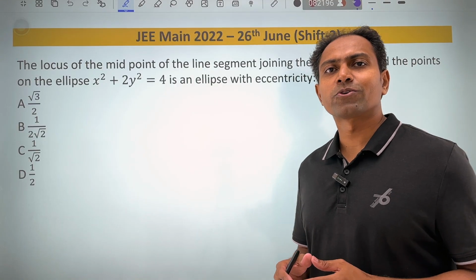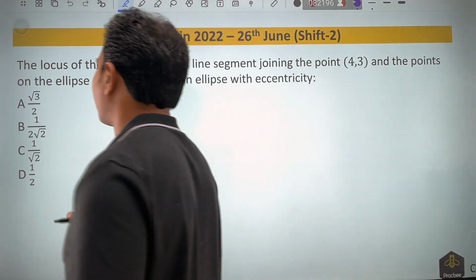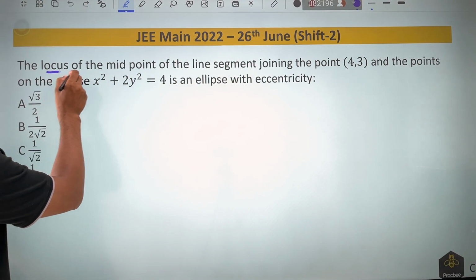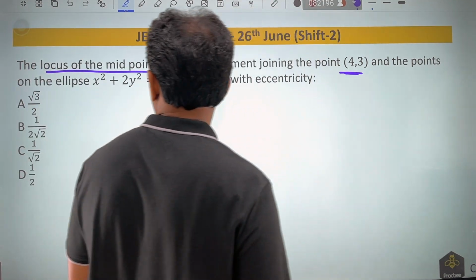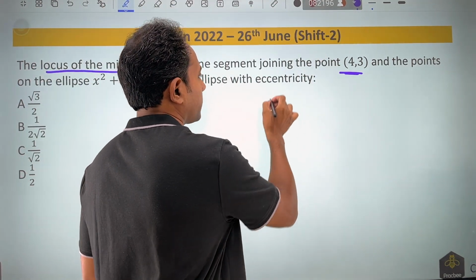Now let us look into this 2022 question. This question mimics a question that we already did in parabola. Locus of the midpoint of the line segment joining this point with a point on the ellipse. Let us try and figure this out.